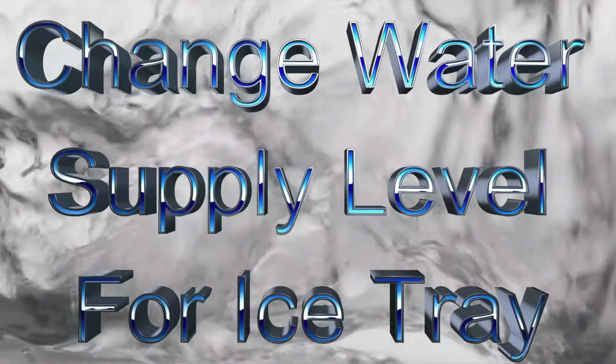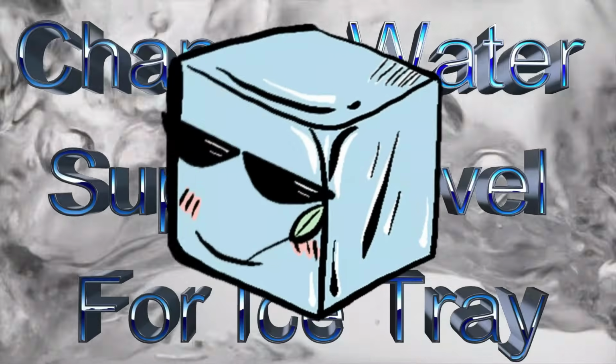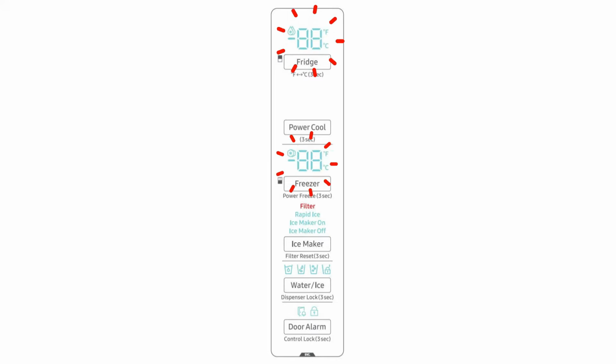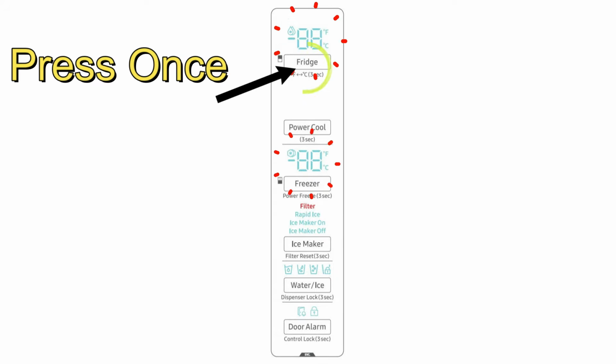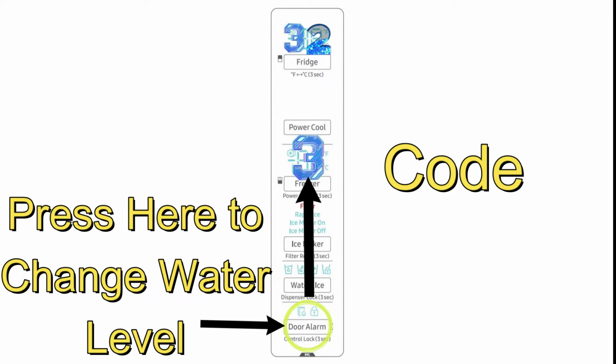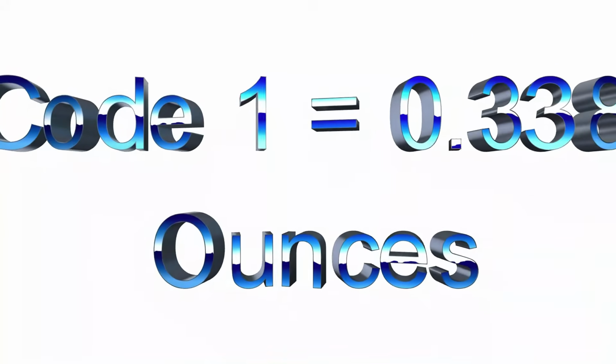The next part is the water level for your ice maker. So sometimes your ice cubes are not as big as they used to be. So what you do is you hold these two buttons down, and once they start to blink, you'll hit this fridge once. You'll select number 32, and this is your code. And here are the codes and the meaning and how much water you're adding.